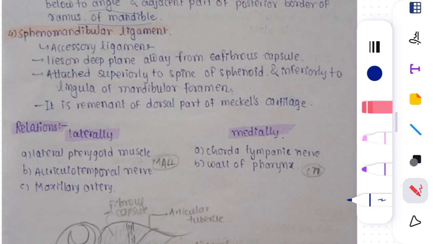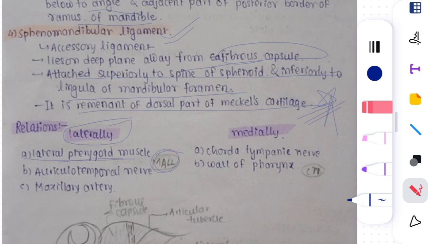Then the spinomandibular ligament. It is also an accessory ligament, lies on a deep plane away from the fibrous capsule, and is attached superiorly to the spine of the sphenoid and inferiorly to the lingula of the mandibular foramen. It is the remnant of the dorsal part of Meckel's cartilage. It is important, asked as MCQs sometimes. The spinomandibular ligament is a remnant of Meckel's cartilage.